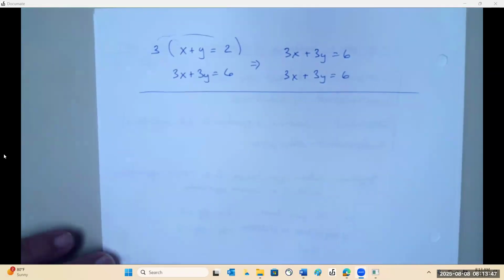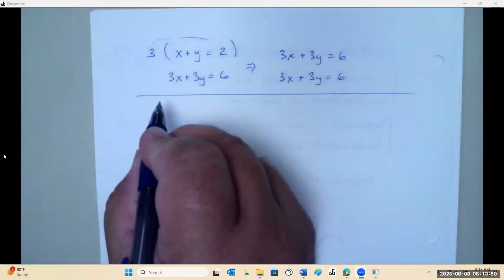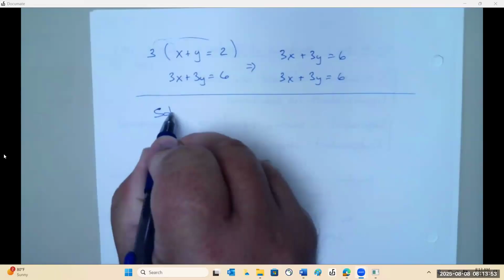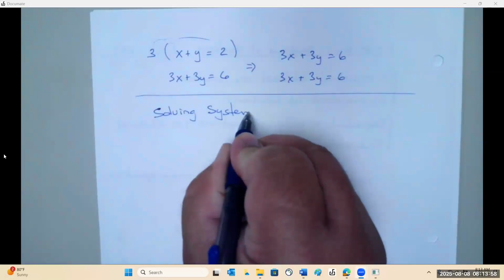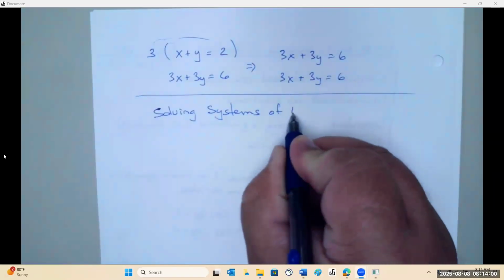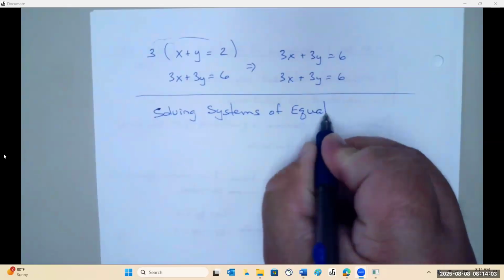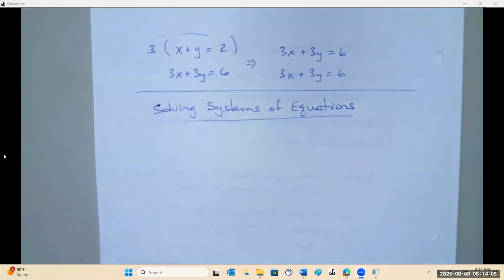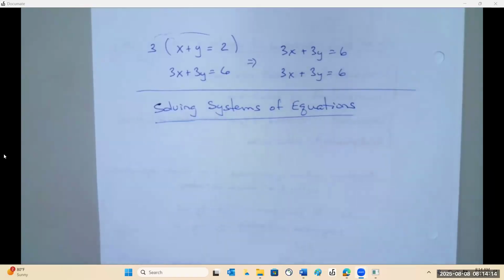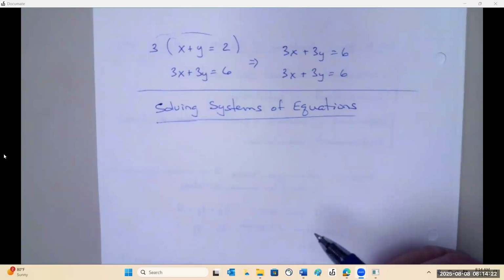So that's the terminology part of it. Now let's look at solving systems of equations. I'm using the general term equations instead of a specific type, like systems of linear equations, of quadratic equations, of cubic equations. So this is all the equations.